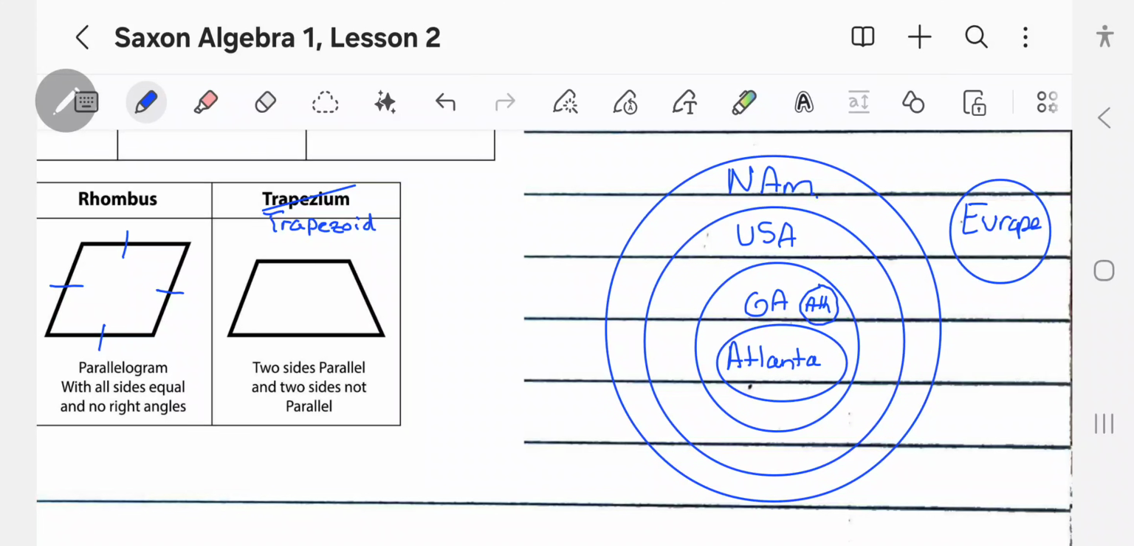categorize things. So another thing that you need to see is if you live in Atlanta, you also live in Georgia, the United States, and North America. But if you live in the United States, you don't necessarily live in Georgia or Atlanta. You could, but not necessarily. There's a lot of people who live in the United States that do not live in Georgia, right?